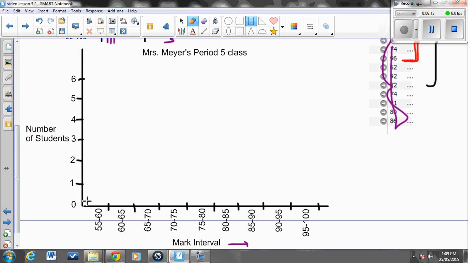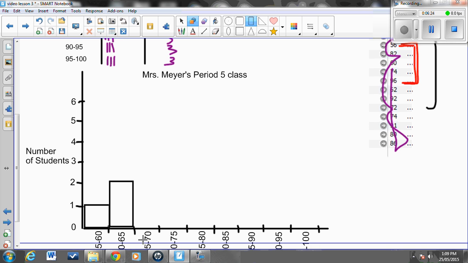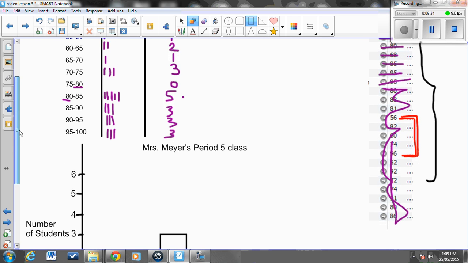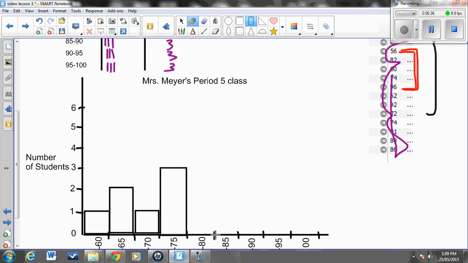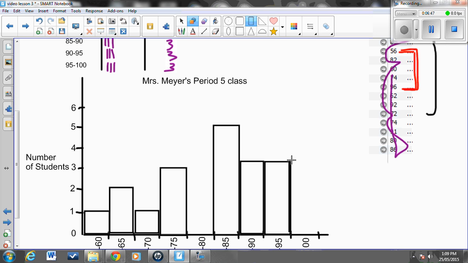So I can go down to my graph. So I have one student in this first interval, and then I have 2 students in the next, and then 1, and then 3, 1, and then 3, and then 0 falling in the 75 to 80 range, 80 to 85, 5, and then I have 3 in each of the last categories. Obviously, yours will be a little bit neater because you'll be using graph paper.